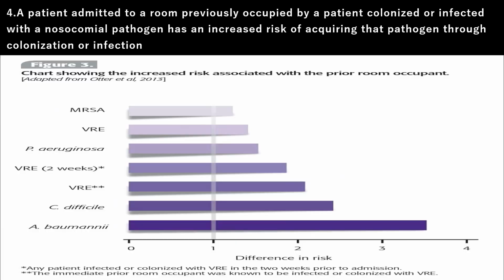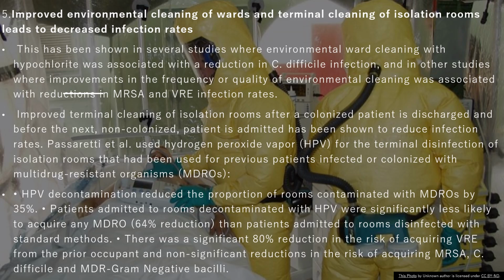A patient admitted to a room previously occupied by a patient colonized or infected with a nosocomial pathogen has the highest risk of acquiring that pathogen. Hence, environmental cleaning should be stringent. Improved environmental cleaning of wards and terminal cleaning of isolation rooms should decrease infection rates. This has been shown in several studies. Improved terminal cleaning of the isolation rooms after the colonized patient is discharged and before the next patient is admitted leads to reduced infection rates. Hydrogen peroxide decontamination reduced the proportion of rooms contaminated with MDROs by 35%.